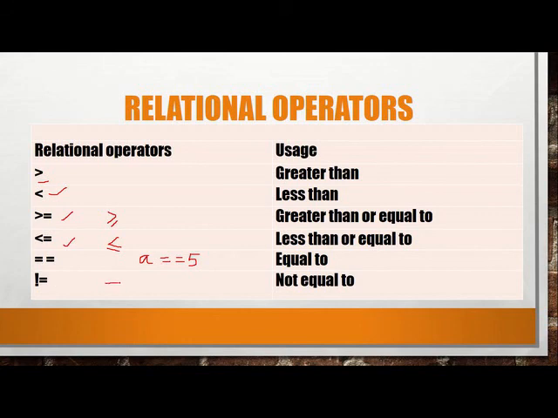And ultimately we have not equal to. In mathematics, we obviously write it this way. When it comes to Python, we put an exclamation symbol followed by equal to. It means the not equal to symbol. So I believe you got the concept of these relational operators. Different relational operators can also be used.